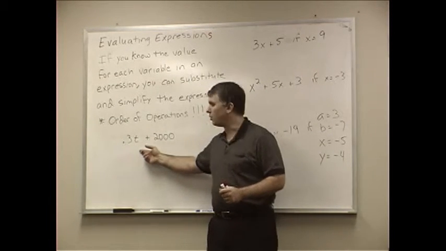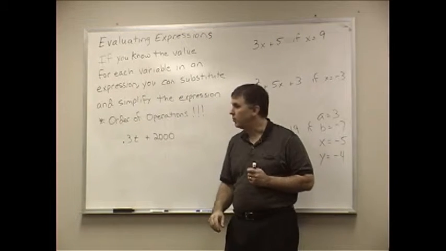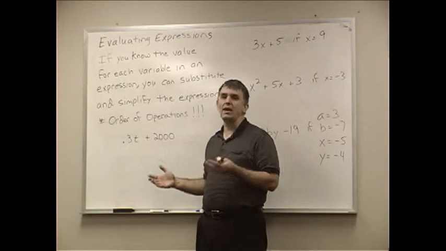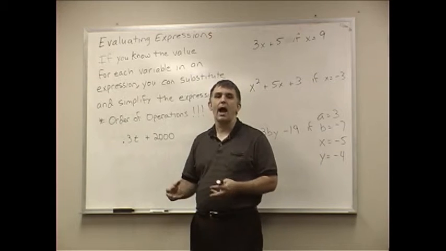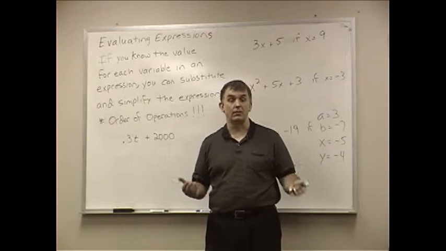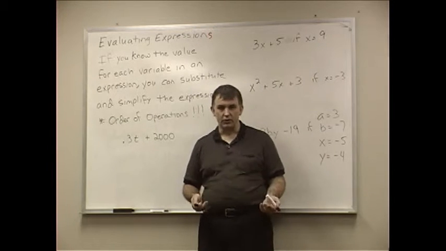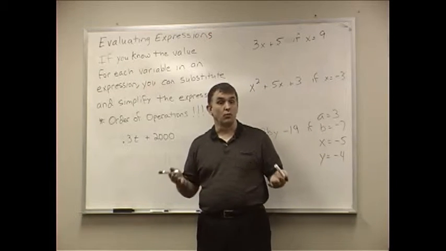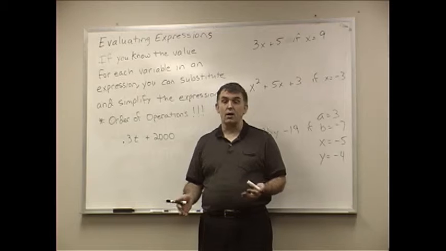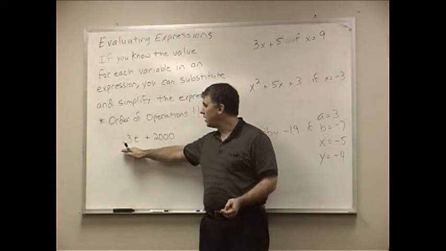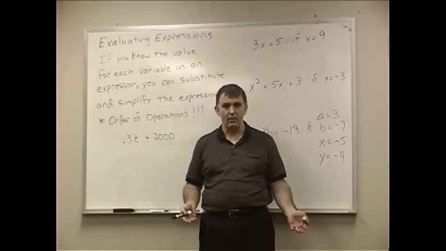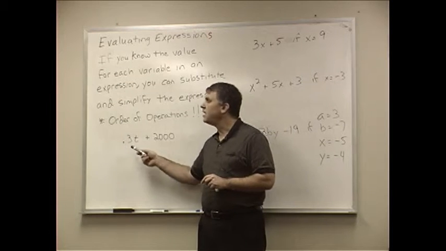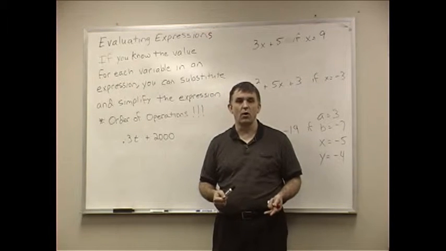I've written an expression on the board, 0.3t plus 2,000. And this is an expression that many stadiums use to calculate how many hot dogs they should prepare for a given game. So if you're in Houston and you're going to watch the Houston Astros, and it's against a really good team, maybe it's going to be a sellout or close to a sellout. So 0.3t plus 2,000 tells them how many hot dogs to make. What do you think the T stands for? The T stands for the number of tickets that they sold.